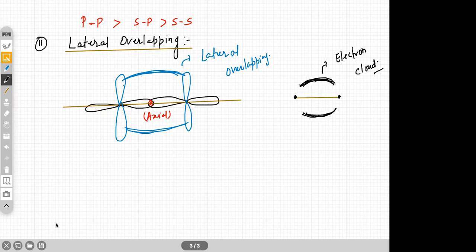Yes, it is mostly, that's right, Pranav. But since we cannot find out the position of an electron, that's why we draw the complete overlap and we say the electron cloud is above and below also of the sigma bond.